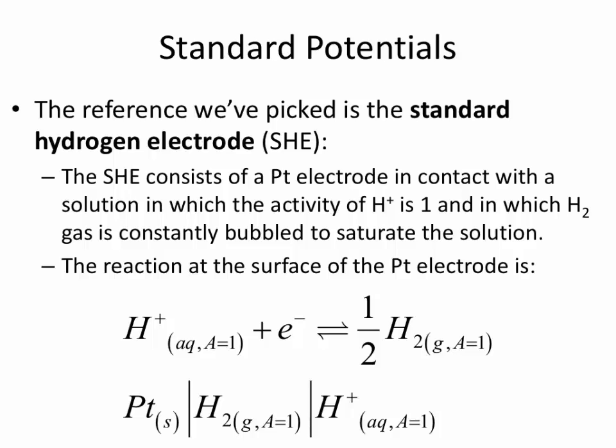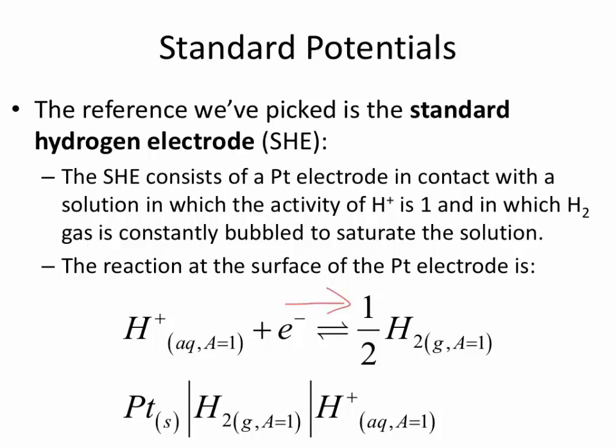Now the reaction at the surface of the platinum electrode then looks like this. We have our hydrogen ions that are in the aqueous phase with an activity of 1. They're gaining electrons to then form hydrogen gas with an activity, or a fugacity, of 1. Now when we write that out in our shorthand notation, we then get something that looks like this. We have our platinum solid, and then a phase boundary, because here we have a solid platinum, and here we have some gaseous hydrogen, and then we have another phase boundary, and we have aqueous hydrogen ions with an activity of 1.